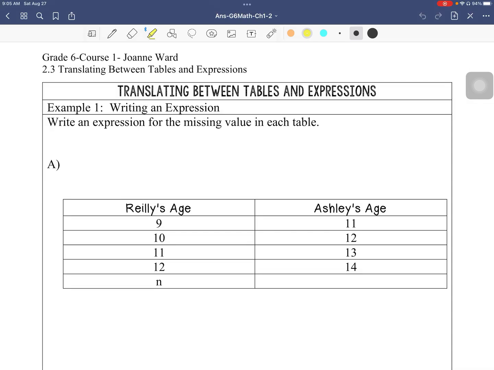Hi everyone, so I want to talk about grade 6, course 1. This is 2.3 about translating between tables and expressions. So now here's an example. How do we write an expression for the missing value in the table?